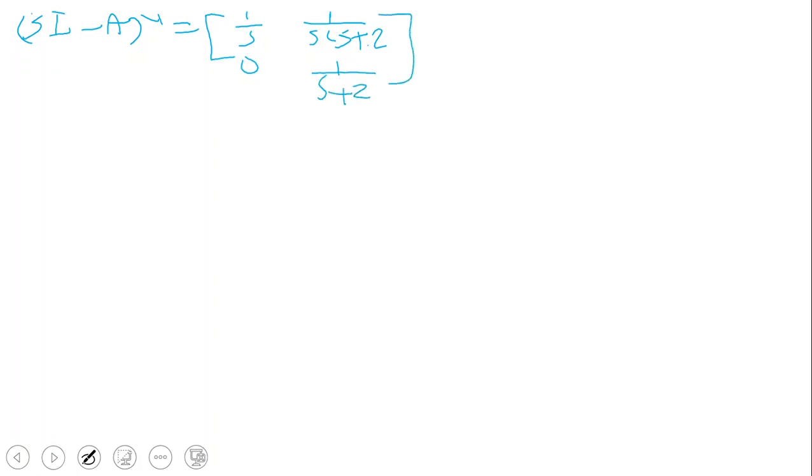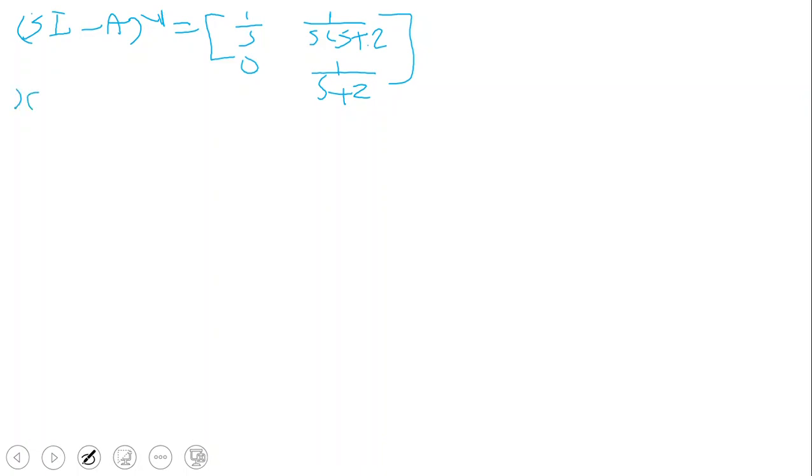That is, sI minus A inverse is equal to 1 by s, 1 by s into s plus 2, 0, 1 by s plus 2. That is what I have written in the previous slide. Right. Now sI minus A inverse is known to us. Now we have to find out L inverse of sI minus A inverse into X of 0. That is one thing.